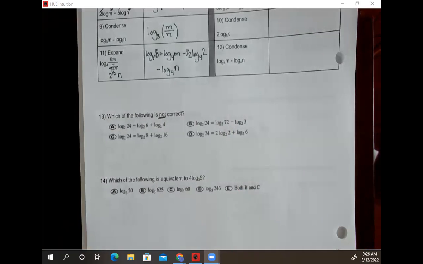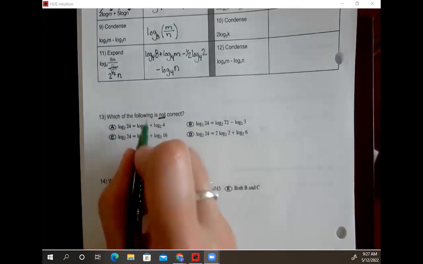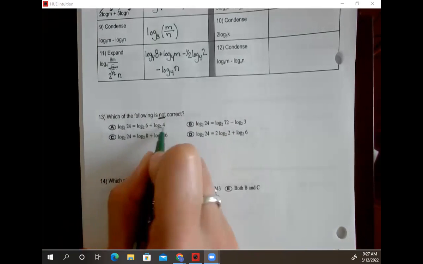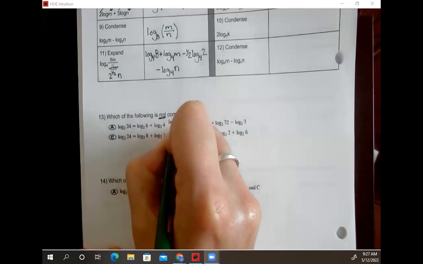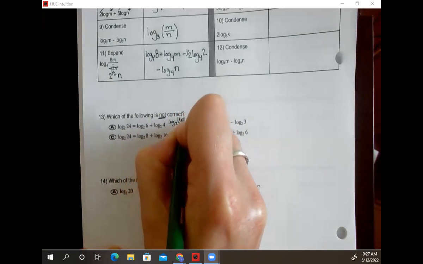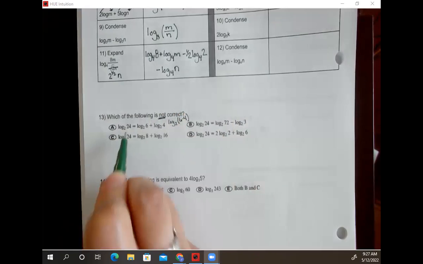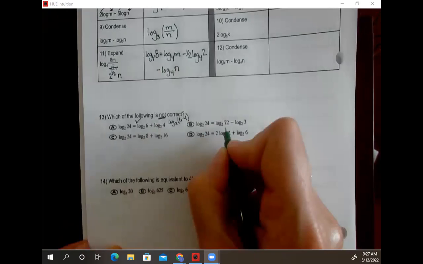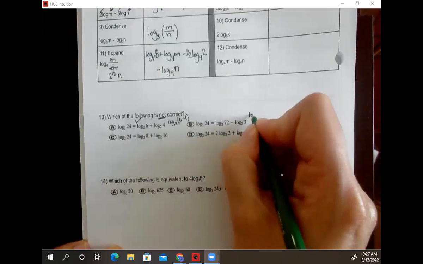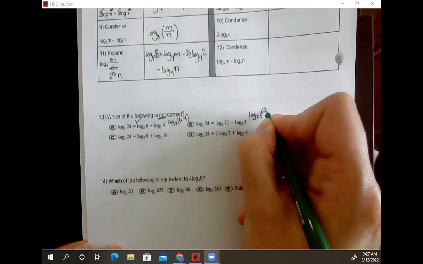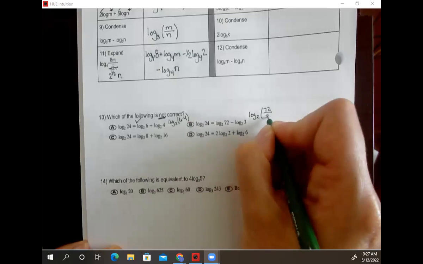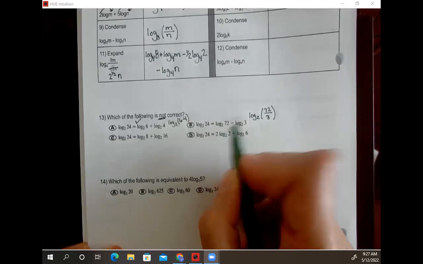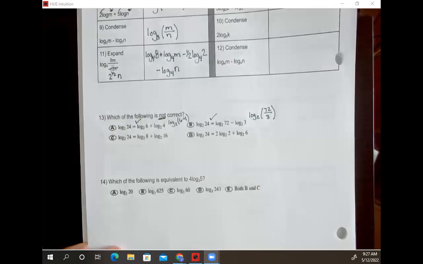So I would expect for many of them, I'd be able to do this rewrite. Since I'm adding these logs, to condense it, I would need to multiply their arguments. So I would have the log base 2 of 6 times 4 here. Is 6 times 4 24? So this one's okay. For B, if I condense, I've got 72 divided by 3. Does that give me 24? It sure does. That one's okay too.